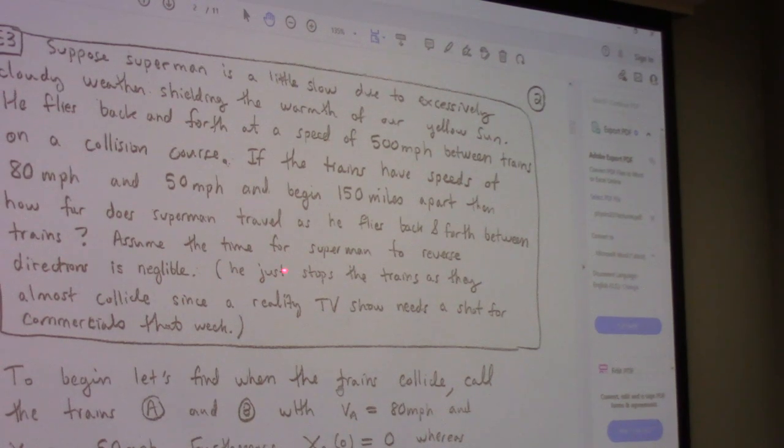So he just stops the trains as they almost collide, since a reality TV show, well, you know, a TV show needs, a reality TV show needs a what? Shot for commercials that week.